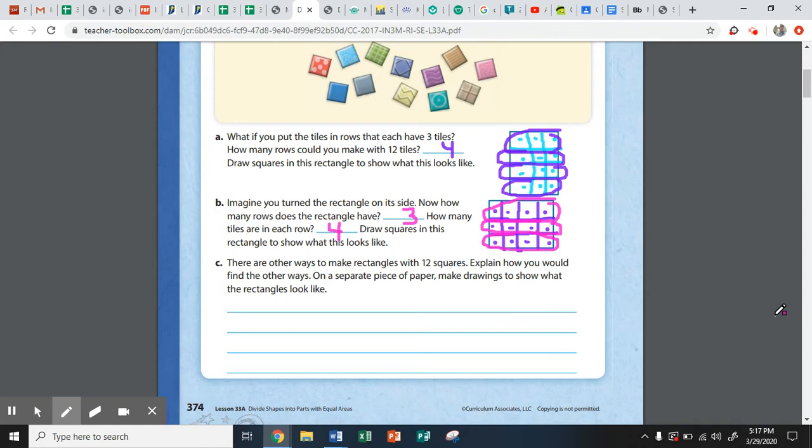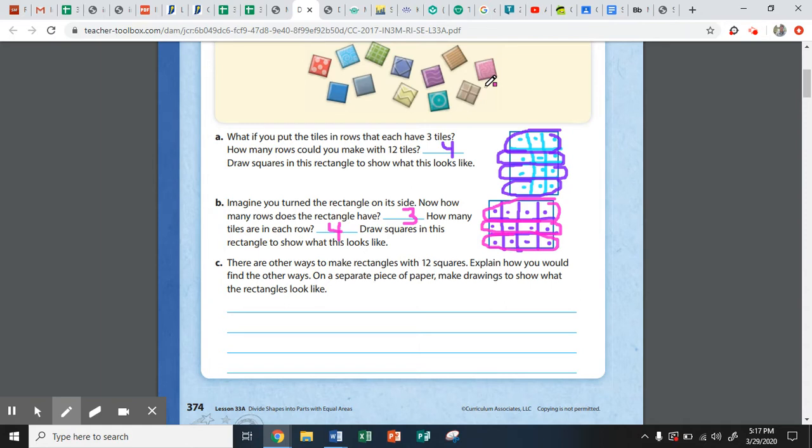C, there are other ways you can make rectangles with 12 squares. Explain how you would find the other ways. On a separate piece of paper, make drawings to show what the rectangles look like. So today we're not going to do any of the drawing on the extra pieces of paper, but we should be able to explain how we would arrange these square tiles to make 12. So our goal is to make a new design using the 12 tiles provided at the top, okay? But we need to think with rows and columns in our head. We got to think rows and columns.